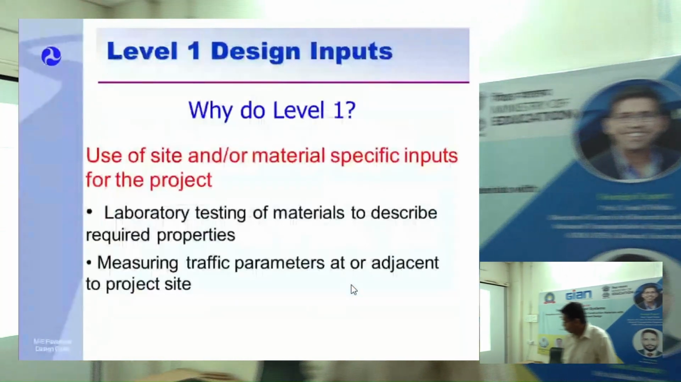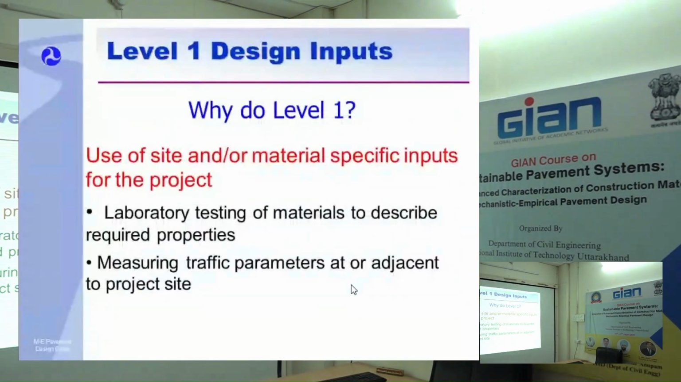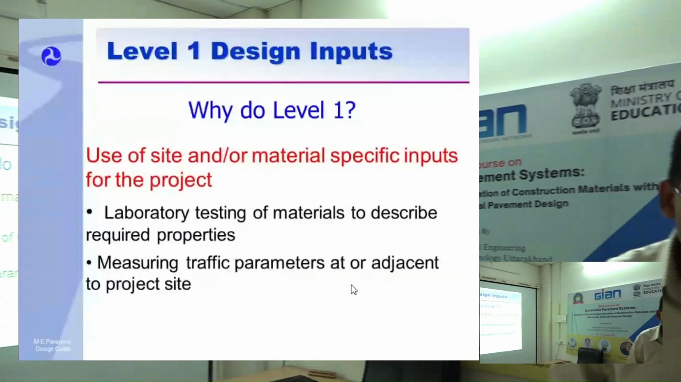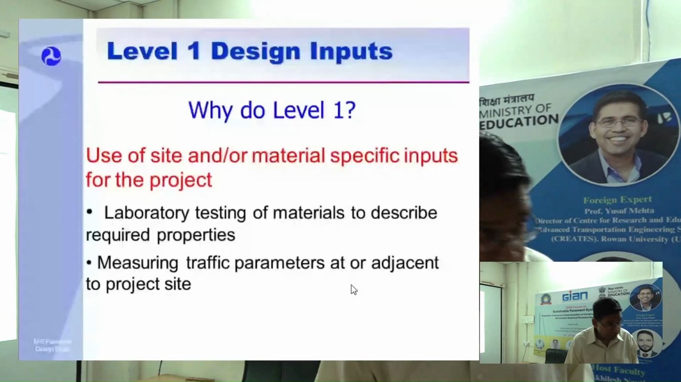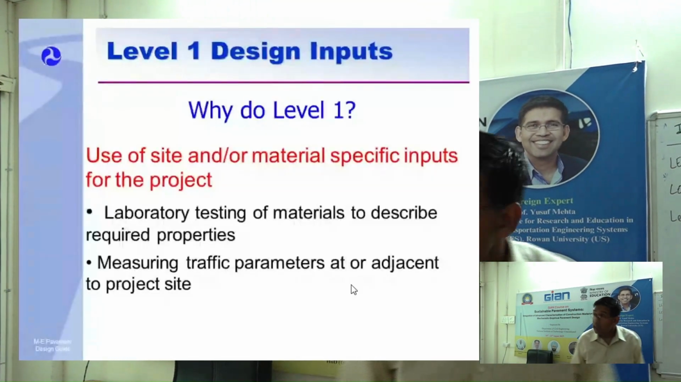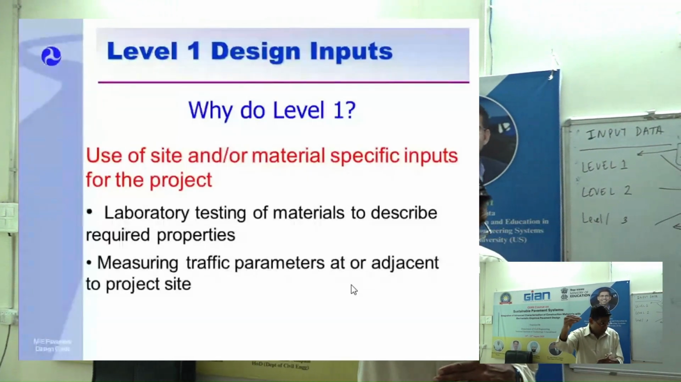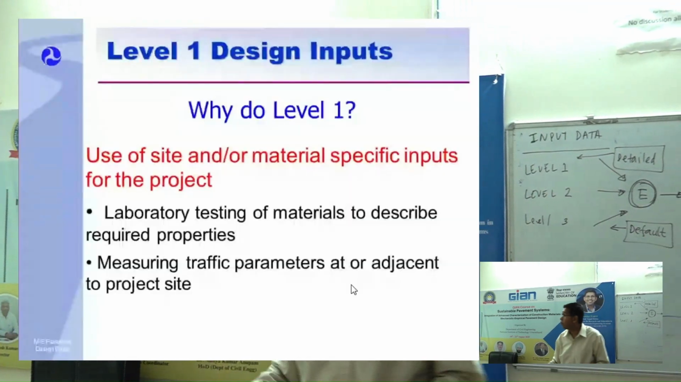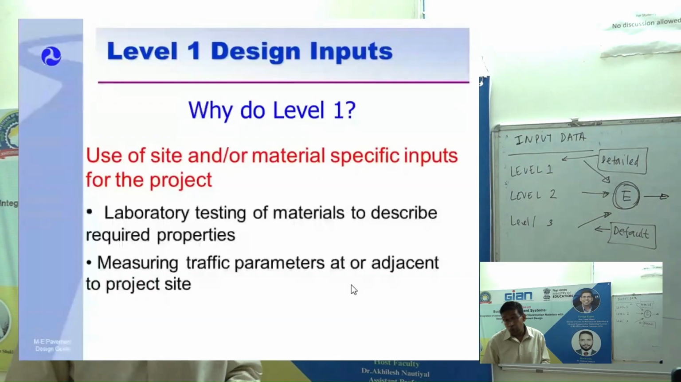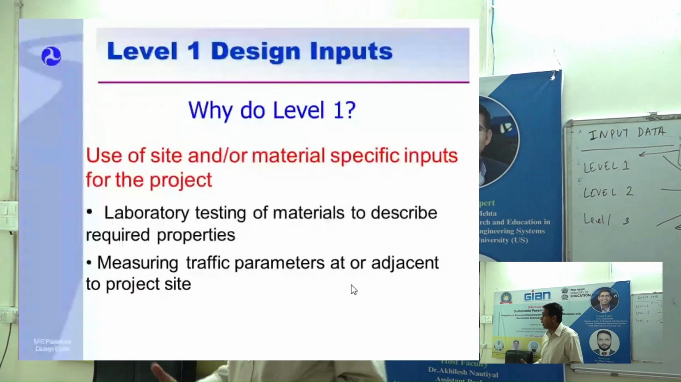Why do level 1? Level 1 is the most expensive. As I just explained to you, if you're doing a national highway, a very heavily trafficked road, it is worth the investment. You cannot stop traffic again and again if you do a poor job in designing the roadway, right? So you have to do lab testing of all the layers, resilient modulus or whatever it may be, and measure detailed traffic, what trucks are coming. The more data you put into the parameter input, the better your design is going to be. Okay?